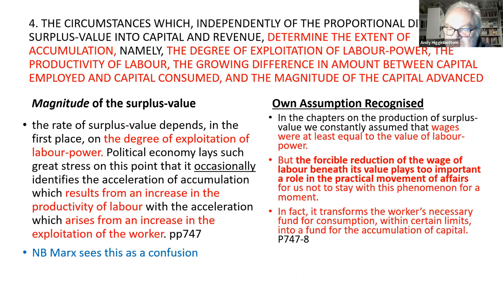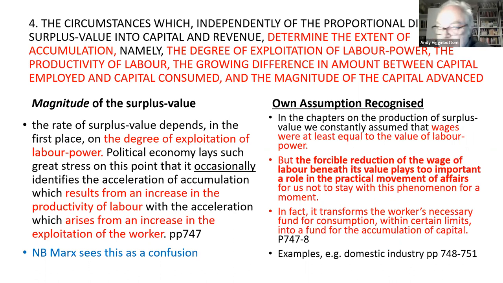In fact, it transforms the workers' necessary fund for consumption, within certain limits, into a fund for the accumulation of capital. And he gives several examples, which because of space and time I'm not going to elaborate here, but they are interesting. And in particular, once again, he writes not about the factory but about domestic industry, mostly young women and children involved there as the workers. So what we have, just to reinforce this point, are four variables now, all of which will affect the amount of surplus value that can be available for accumulation, four variables, okay?